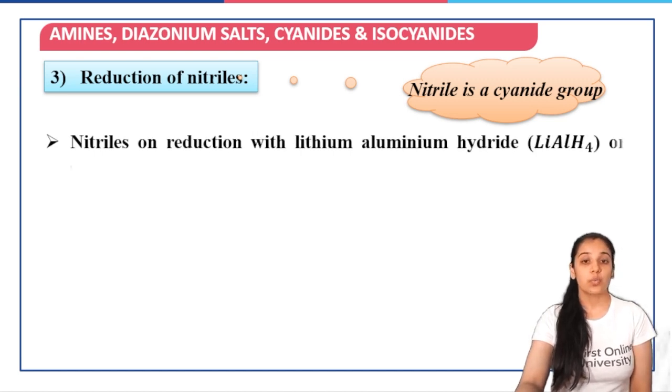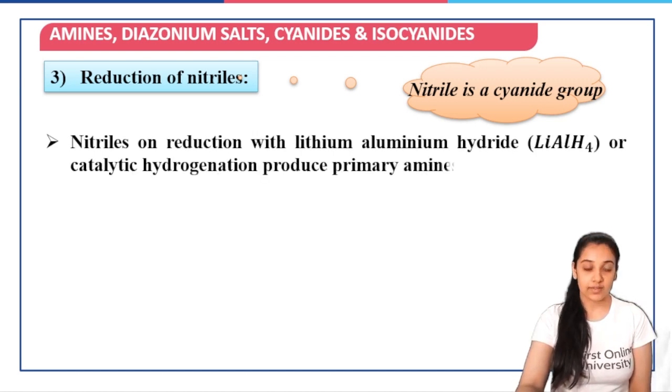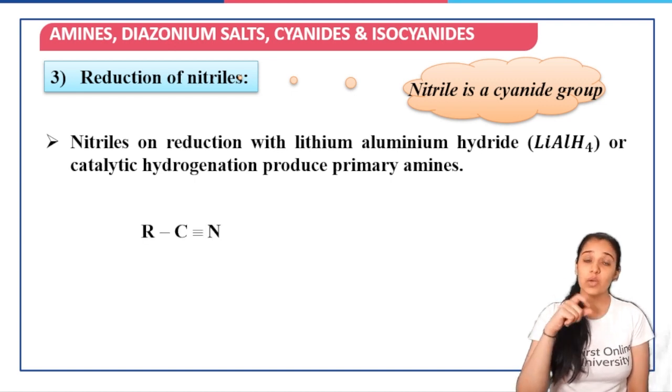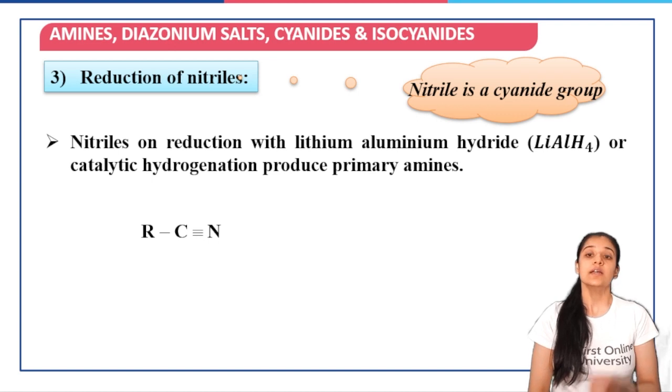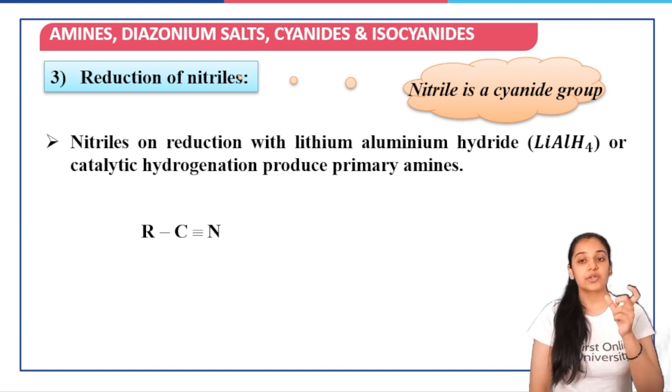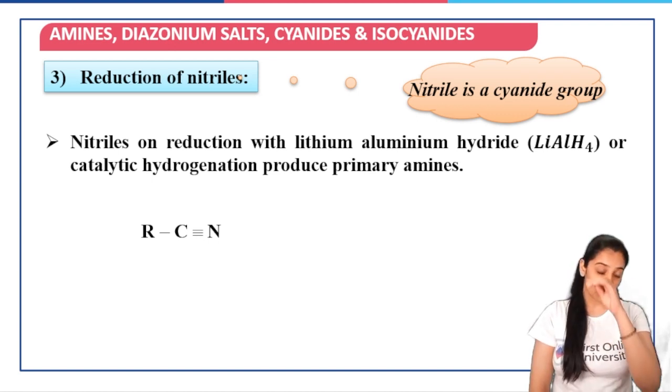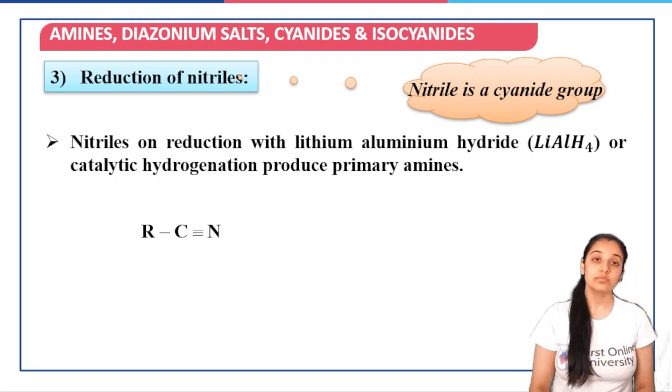Nitriles on reduction with LiAlH4, that is lithium aluminium hydride, or catalytic hydrogenation, that is H2 in the presence of some catalyst, nickel, palladium, platinum, etc., is going to produce primary amines only. Why primary amines? Because two hydrogens being added to nitrogen will give NH2, which is a primary amine.